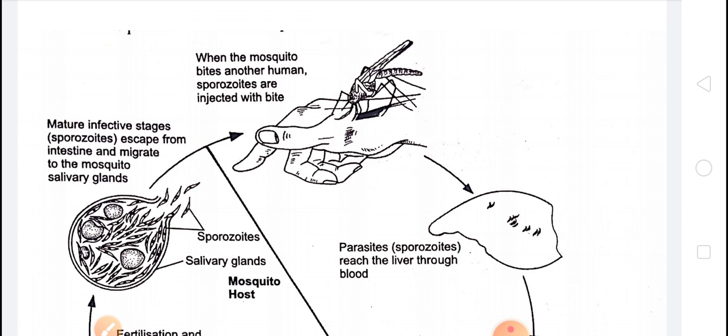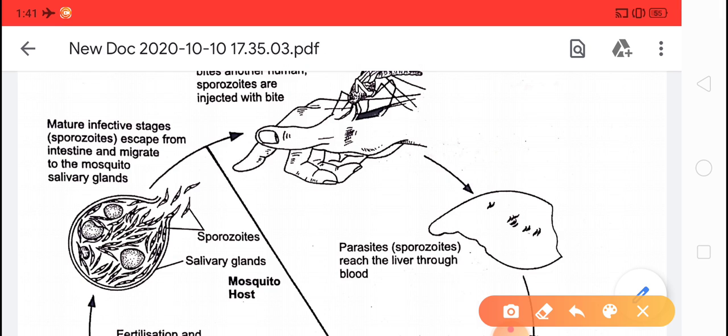So children, first of all, what happens when the Plasmodium completes its life cycle? Then it bites a healthy human, and sporozoites are injected with the bite. Plasmodium that has already completed its life cycle bites a healthy person. When it bites the healthy person, the sporozoites are injected with the bite, so sporozoites come into the blood of the human.